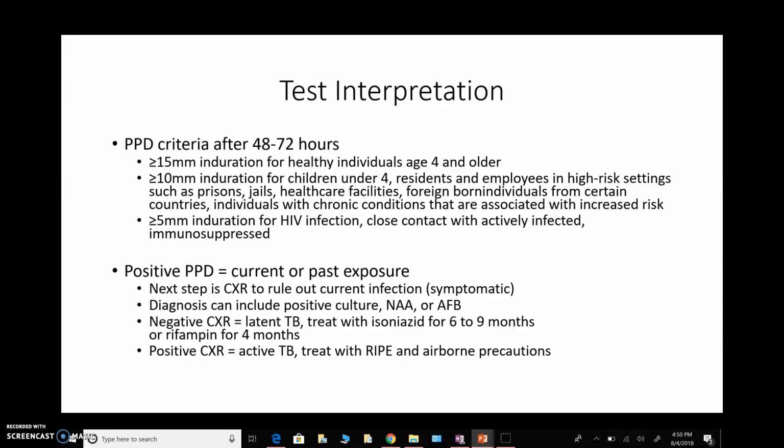If they have a negative chest x-ray, therefore they have latent tuberculosis, and that's going to be treated with isoniazid for 6 to 9 months or rifampin for 4 months, and a lot of times they'll test you on those. So remember, it's actually the RIPE treatment that you see with an active infection versus a latent infection. If they have a positive chest x-ray, or like we talked about, they're symptomatic and you have a high suspicion, you assume active tuberculosis, and then it's treated with RIPE and airborne precautions. So remember, they're going to be wearing the airborne masks. You might place a patient in respiratory isolation.